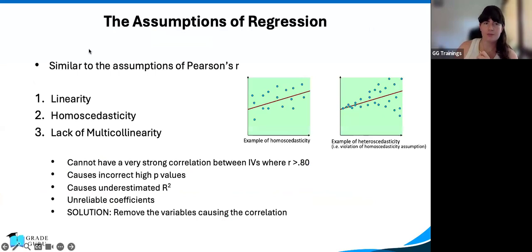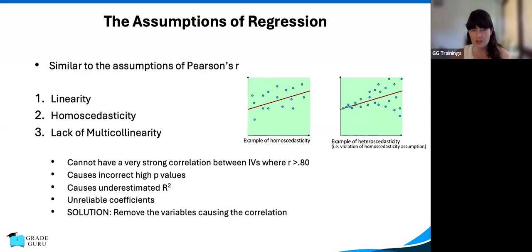Okay, you've got some assumptions of regression, basically things that need to be true for regression to work. And they're very similar to the assumptions of Pearson's R. So your first one is linearity. So this is a linear relationship, meaning the dynamic between the variables is basically one increases and the other either increases or decreases. It's really simple. The second one is homoscedasticity.